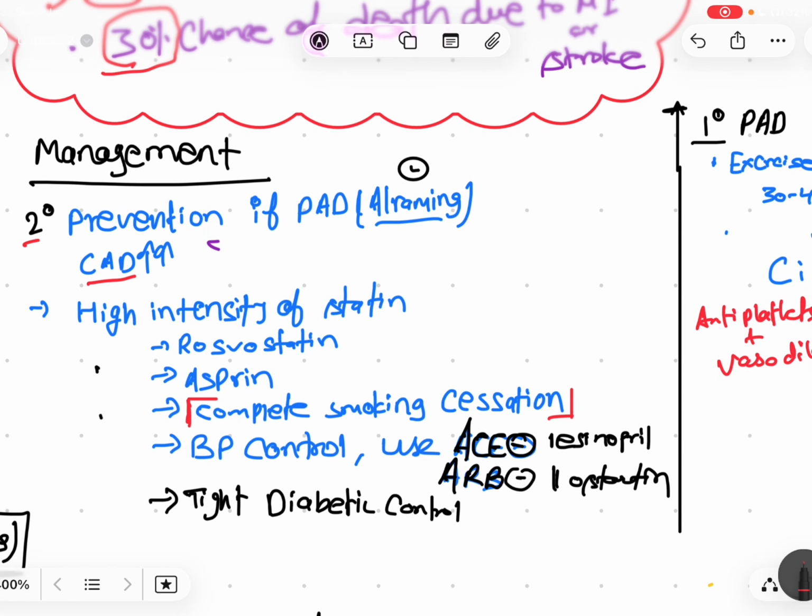To reduce it, we treat PAD by giving a high-intensity statin, like rosuvastatin, and aspirin. The most important and basic step is that we call the patient and tell them to quit smoking, quit totally. We have to do BP control. We can give an ACE inhibitor or ARB, like lisinopril is an example of this, and losartan. You also have to control diabetes.